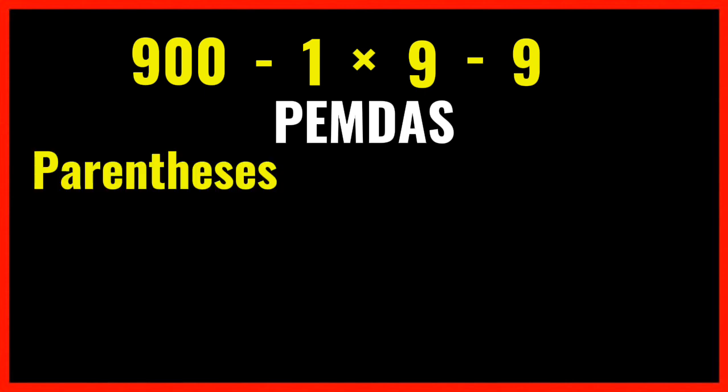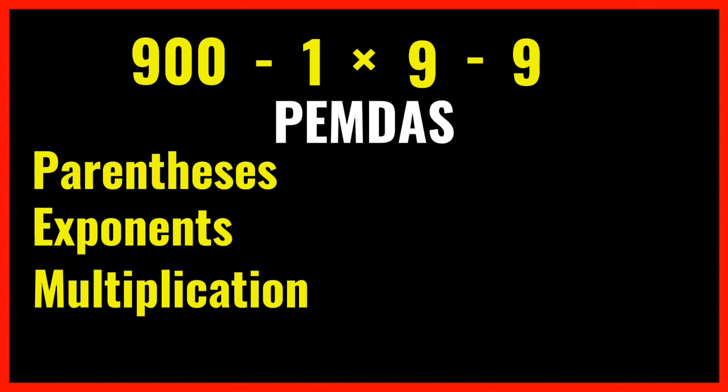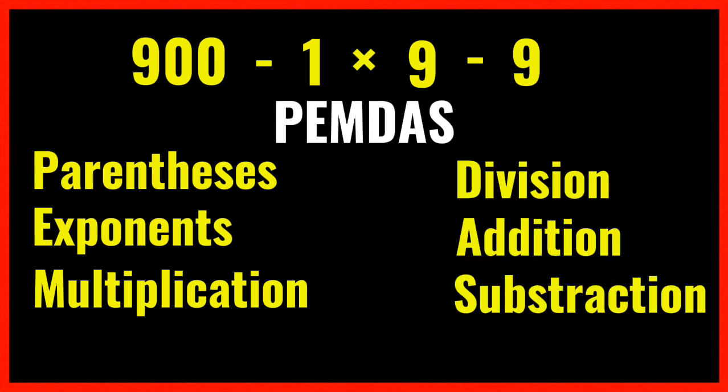PEMDAS stands for parentheses, exponents, multiplication and division, and addition and subtraction, and it tells us the exact order we must follow when solving any mathematical expression so that we always get the correct answer. Let us go through each part carefully with simple examples so you fully understand it.